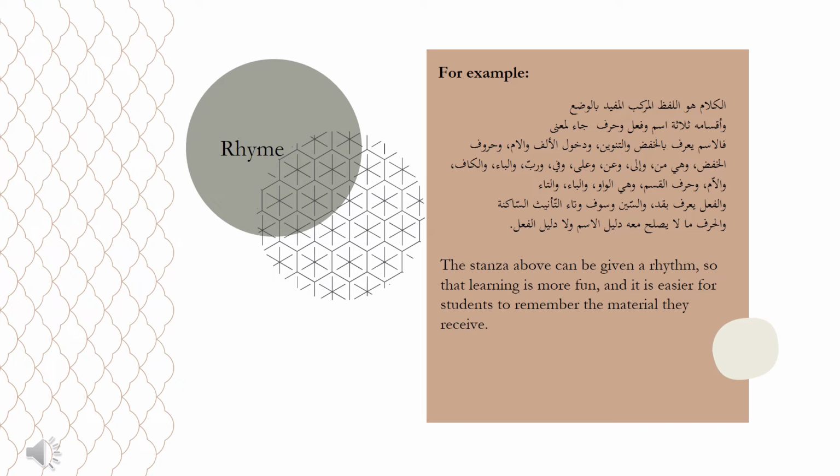Firstly, a rhyme, in which words and terms that students need to remember are made rhythmically. For example, al-kalamu huwa al-lafdul murakkabul mufidu bil wad'i wa aqsamuhu thalathatun ismu wa fi'lu wa harfun jali ma'na. The stanza above can be given a rhythm so that learning is more fun and it is easier for students to remember the materials they receive.